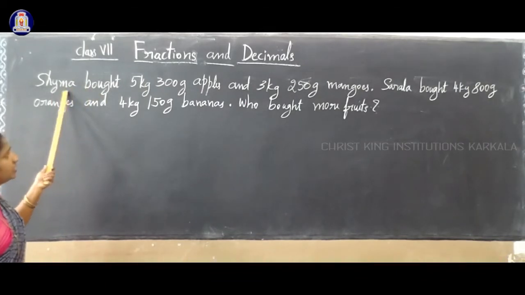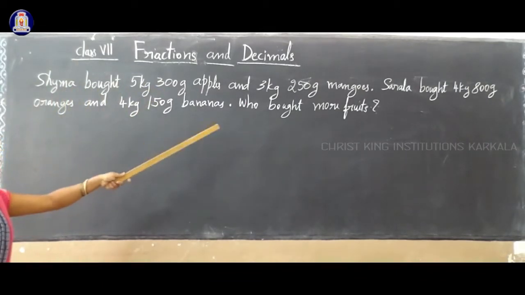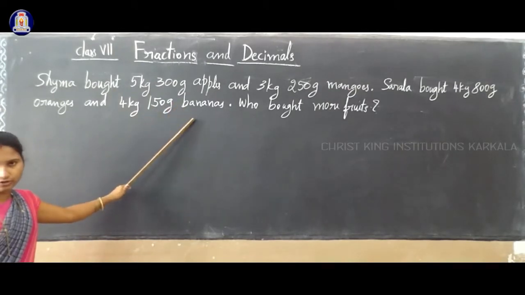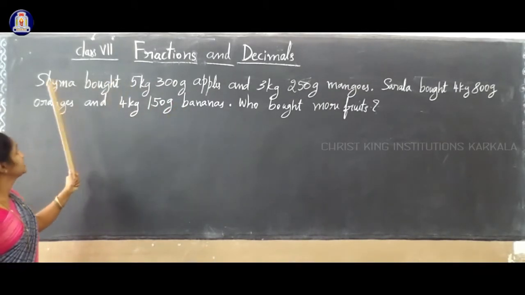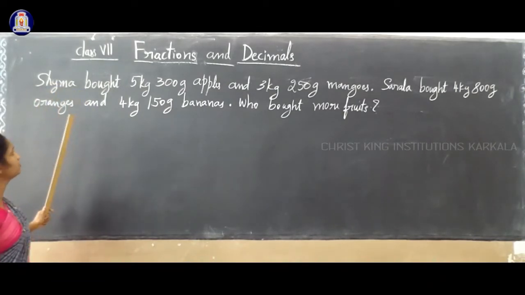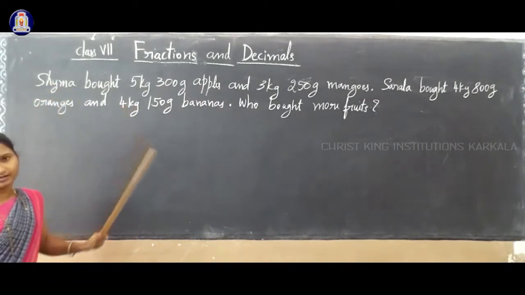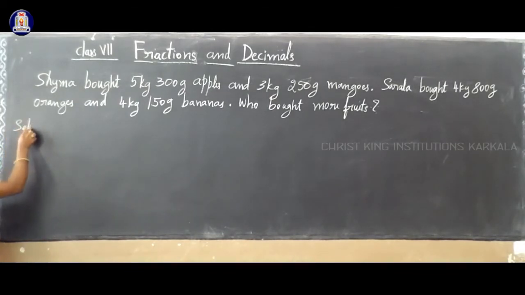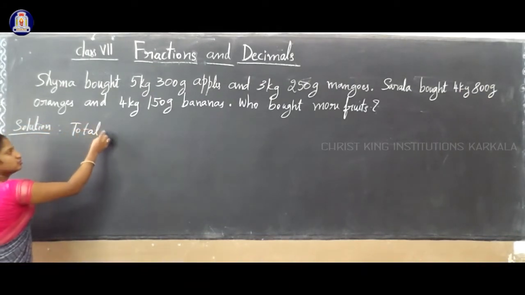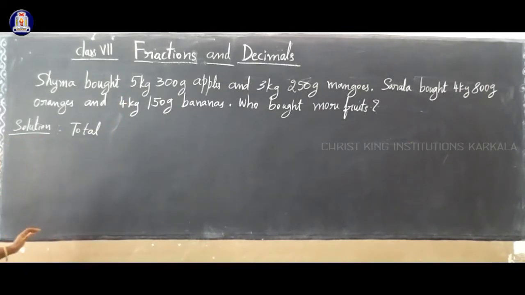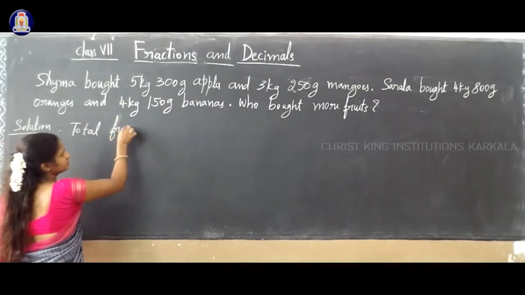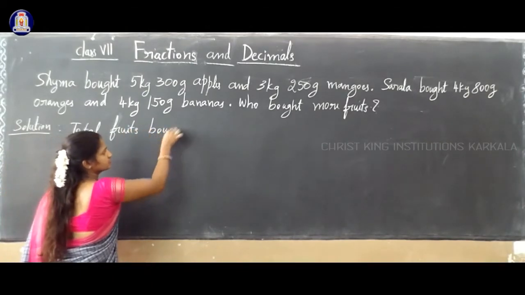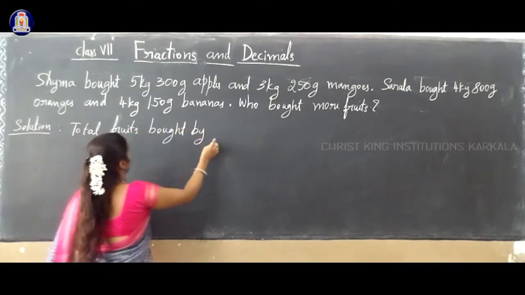Shaima bought how many kgs of fruits, and one more, Sarala bought how many kgs of fruits. So you have to find total fruits bought by Shaima, and similarly you have to find total fruits bought by Sarala. Clear? Then you have to compare who bought more fruits. Clear? So who bought more fruits? So first one, total fruits bought by Shaima.